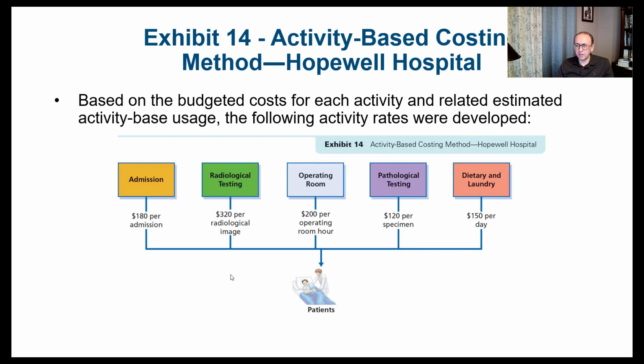And again, keep in mind, patient usage is not going to be the same. Some patients might require more radiological testing than others. Same thing for the operating rooms, for the pathology, and so on. They might stay longer in the hospital, so they might need more dietary and laundry. So that's why it's not consistent. I think this is a good way for hospitals and many activities. I think we can apply the same concept here for hotels, for example.